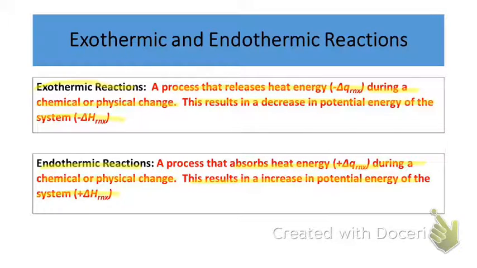All right. So the terms exo and endothermic are quite important to our understanding of thermodynamics. Exo, we release heat energy, and the potential energy goes down. Endothermic, we absorb heat energy, and the potential energy goes up in the system. Okay?